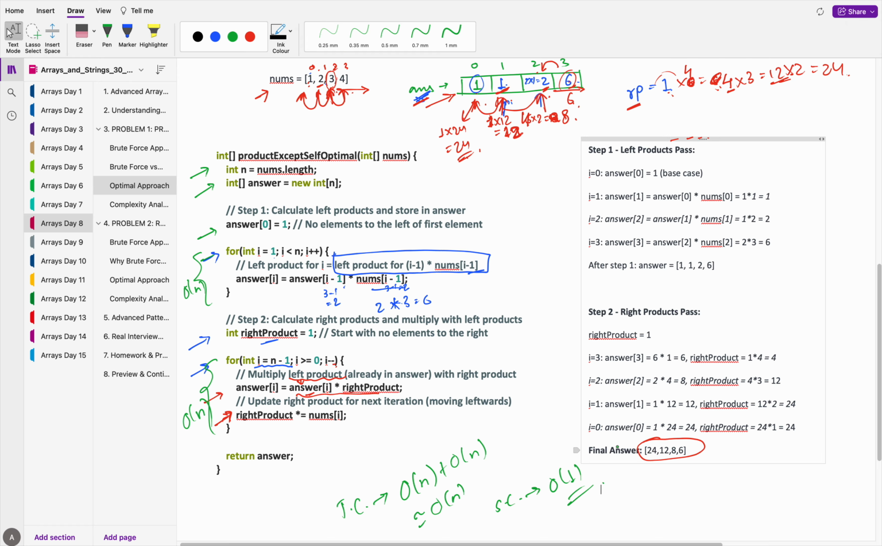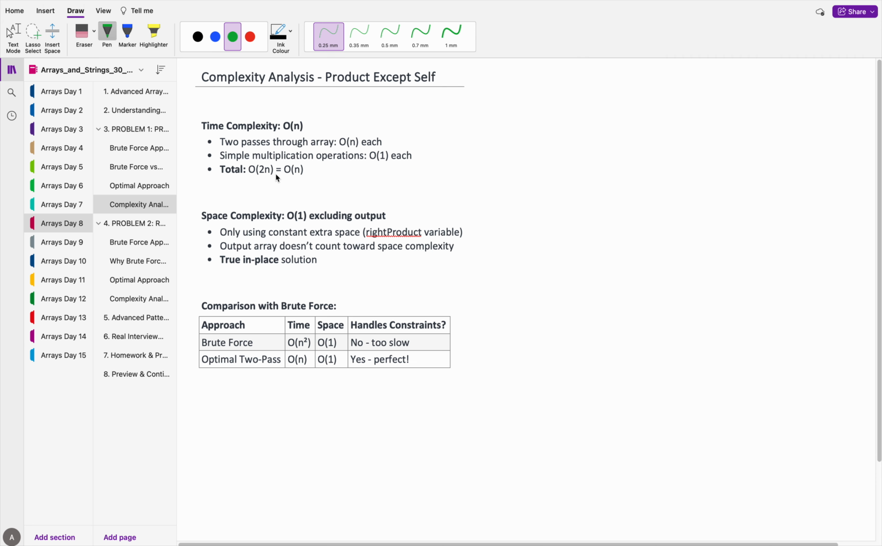Okay. So this was all about this particular problem. I hope you must have understood it. Let's quickly have a comparison here. Time complexity: 2 passes, order n each, so big O of n finally. Space complexity: order 1 excluding the output. In brute force, it was quite slow, order of n square tha, but we were able to optimize it in place and order n time mein. Okay. So that was about this particular problem. It is a good solution.